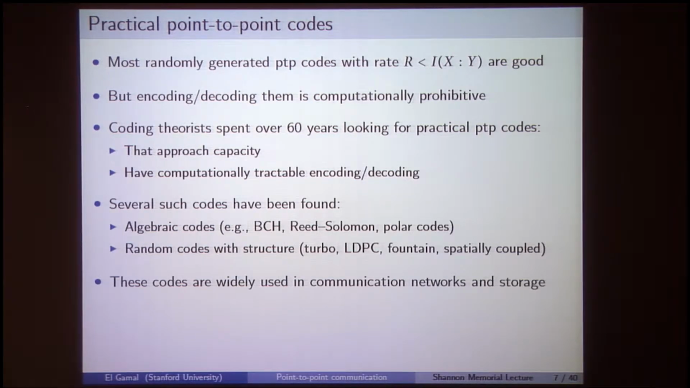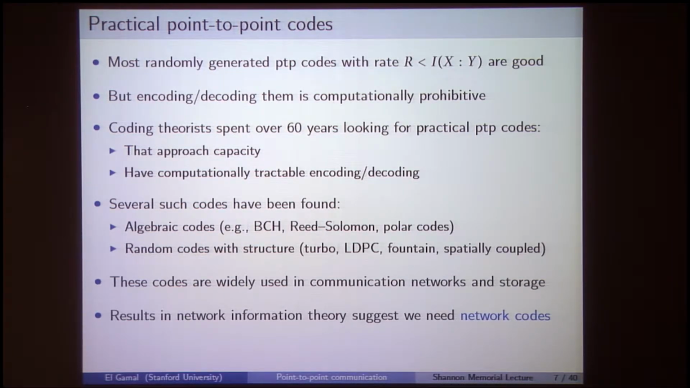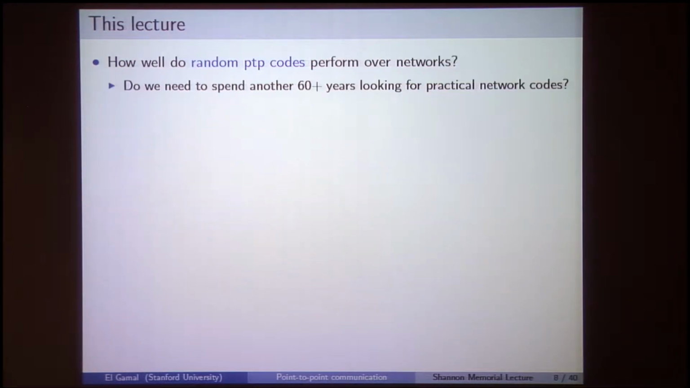And in fact, recently, in the last, say, 10 years or so, several such codes have been found, both algebraic and random codes with specific structures. And these codes have been shown to be optimum over certain types of channels. And they are now used very widely in communication networks and storage systems. However, results in network information theory suggest that we need to develop new codes to get the most out of networks. Okay, so that motivated my talk.